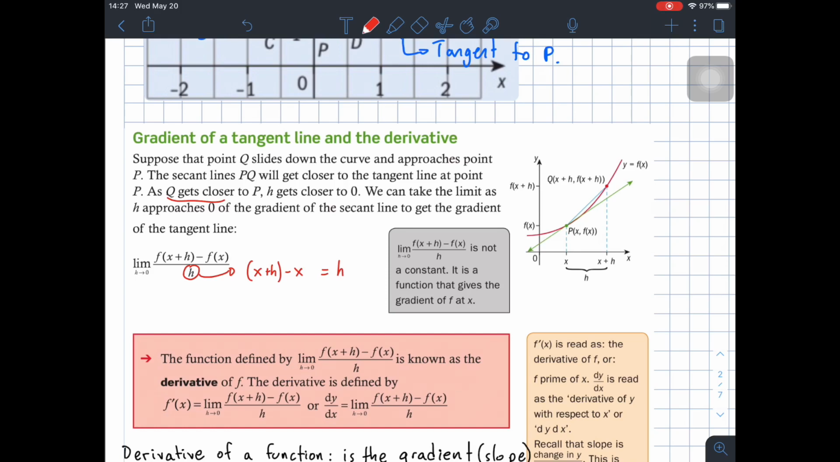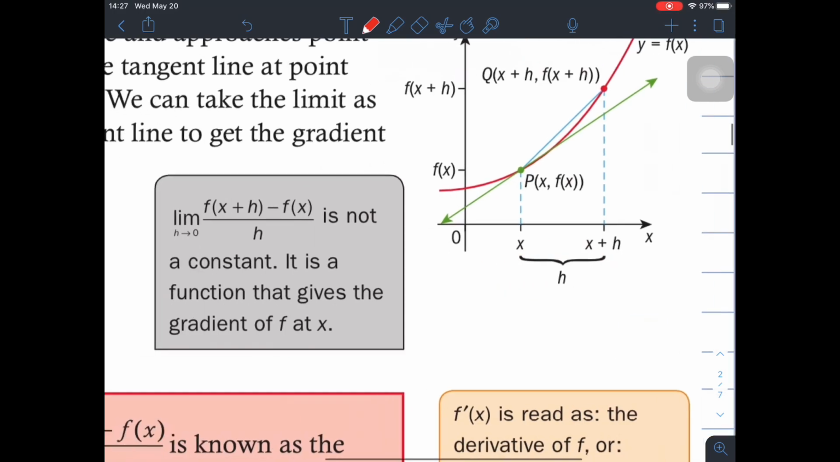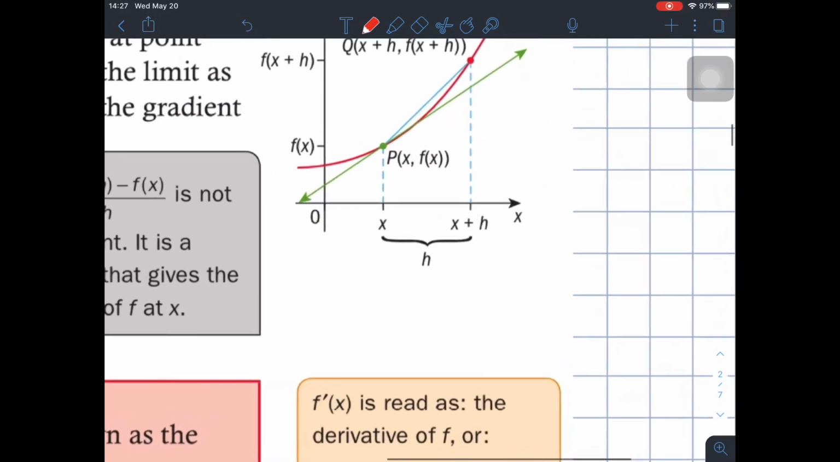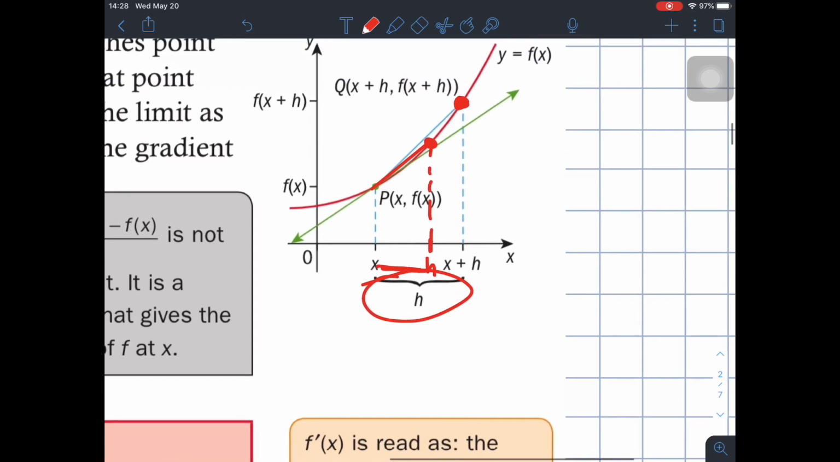As Q gets closer to P, h, which is this difference over here, becomes 0, or gets closer to 0, right? If we approach this point Q up to here, for example, you see that the secant line would be more like the tangent line of P, and also the new value of h will be smaller than this original value of h, right? h is basically the distance between the x coordinate of point P and the x coordinate of point Q, okay?